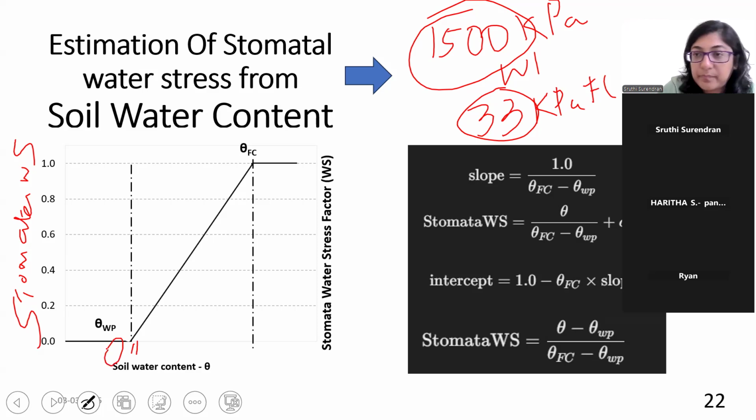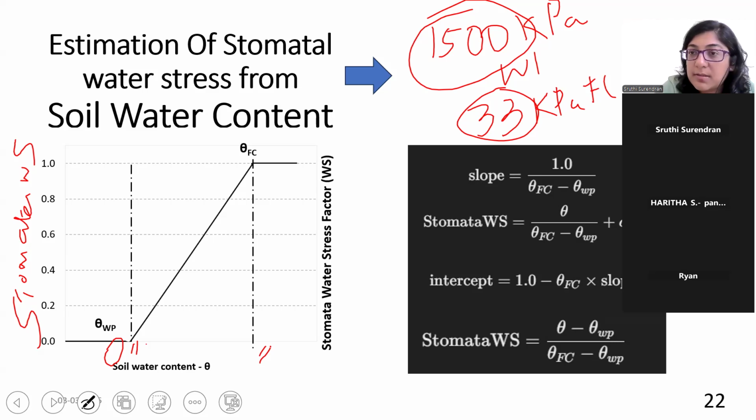So in this linear model, what you see is at wilting point over here, the stomatal water stress will be 0. And then as it moves to the field capacity, okay, this is the soil water content at 1500 kilopascal, and this is the soil water content at 33 kilopascal. So as it reaches the field capacity, we see that the stomatal water stress is 1.